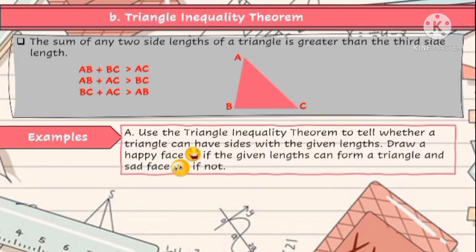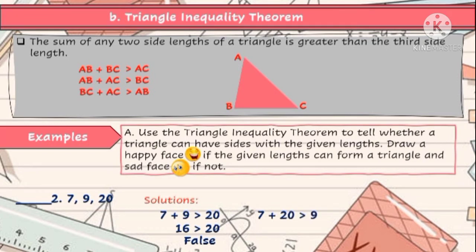Example number 2: 7, 9, and 20. For the solutions, 7 plus 9 is equal to 16, which should be greater than 20. However, this statement is false. So we already have one false statement.